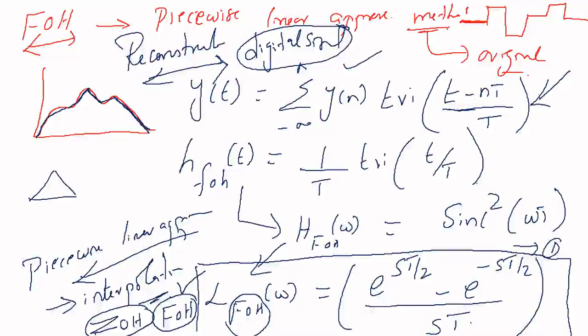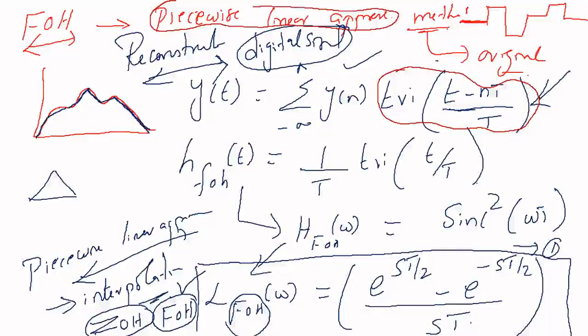FOH uses a triangular function. This approach provides a piecewise linear interpolation technique that can be useful to closely recover the original signal with a fair amount of accuracy. And the Laplace transform of the FOH is this one.